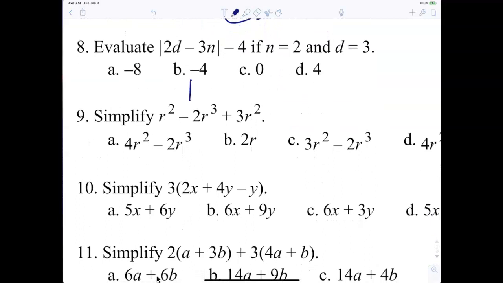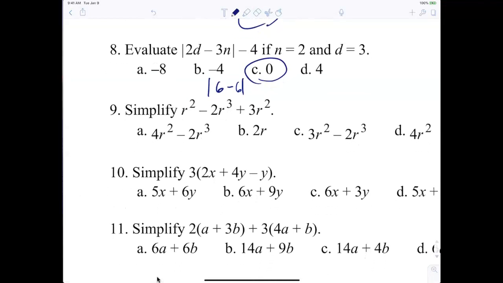So that would be the absolute value of 2 times d, which is 6, minus 3 times n, which is 6. 6 minus 6 is 0. Absolute value of 0, 0. Alright, simplifying. Remember we're just combining like terms. 3r squared plus 1r squared is 4r squared. Now remember, you cannot combine exponents if they don't have the same exponent. So that's the answer. 4r squared minus 2r cubed.